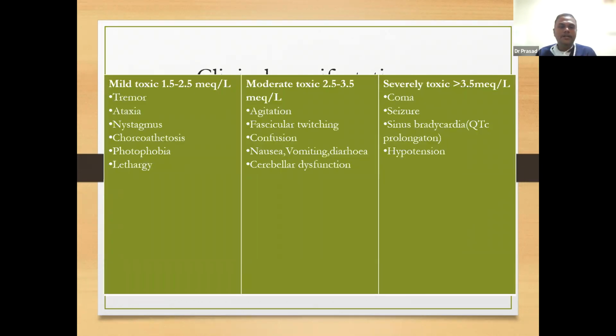Now, these are the toxic levels, and what symptoms you might notice at each level. In mild toxicity, between 1.5 to 2.5 milliequivalents per liter, you can see tremor, ataxia, nystagmus, choreoathetosis, photophobia, and lethargy. In moderate toxic levels, agitation, fasciculations, confusion, nausea, vomiting, diarrhea, and cerebellar dysfunction might be seen. In severely toxic patients, the features you see are coma, seizures, sinus bradycardia, prolonged QTc interval, and also hypotension.